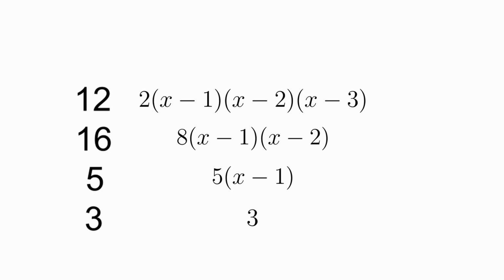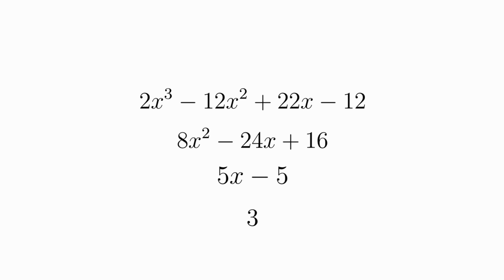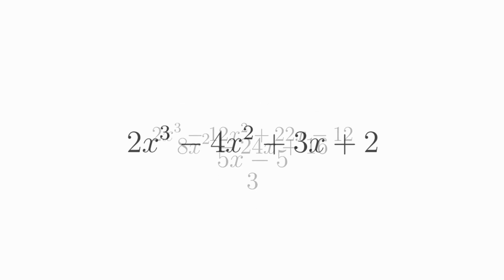Now, there are two ways of going about adding all of these up. One of them is to expand them all and add. If we do that, we get 2x cubed minus 12x squared plus 22x minus 12, 8x squared minus 24x plus 16, 5x minus 5, and 3. Summing the four expressions together gives the original 2x cubed minus 4x squared plus 3x plus 2 that we started with. However, this has a long list of equations where we can easily make silly mistakes.